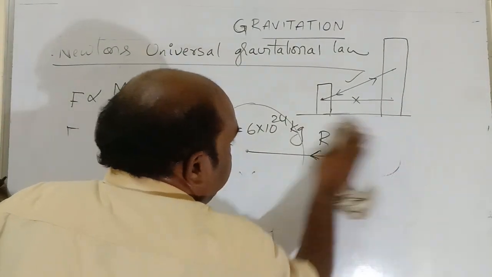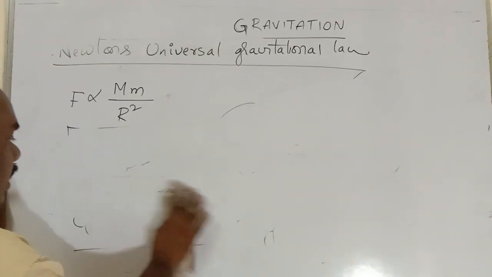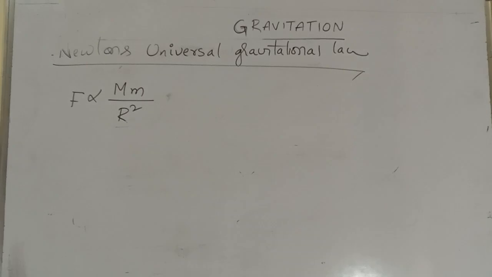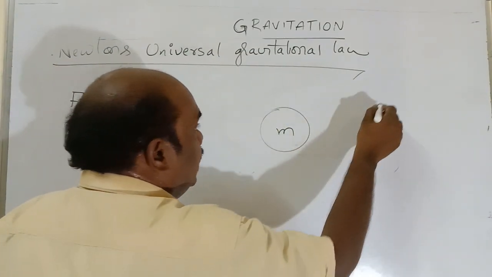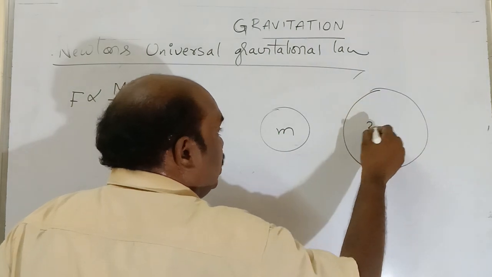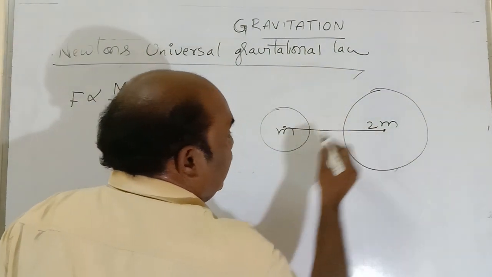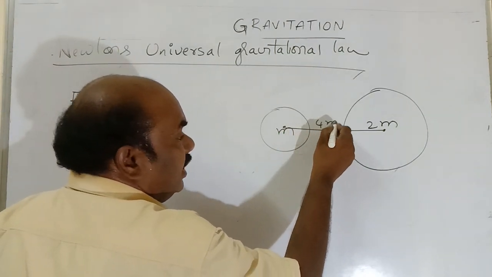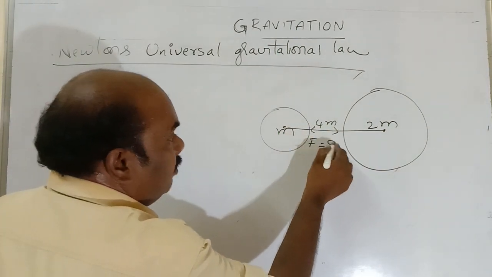See, children, mass of the first block is, let us consider, small m. Second mass is 2m. The distance between center to center is 4 meter. Now what is the gravitational force between them?